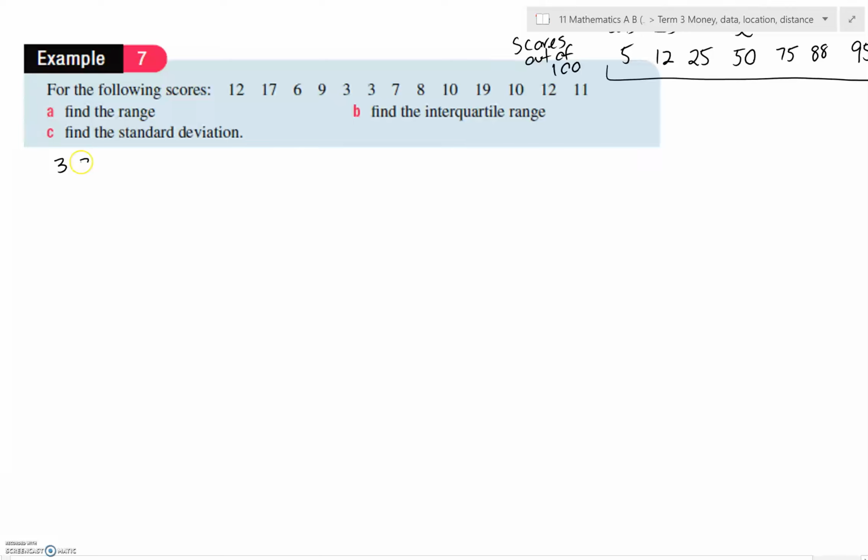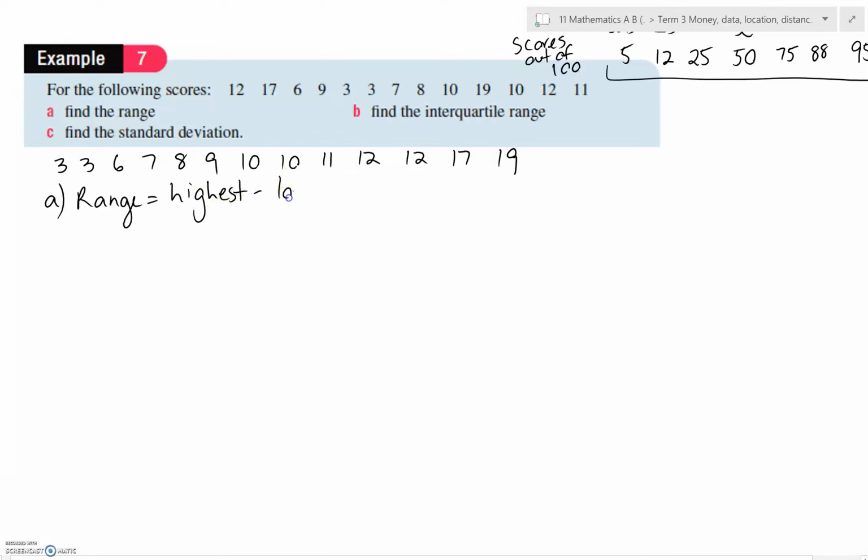So again, the very first thing I'm going to do is put them in order, because it's going to be easier to find. Well, we need them in order for the interquartile range, just like we did for the median, because the median is actually one of the values you can find from that. And it's definitely going to help us with the range as well. So the range equals the highest score minus the lowest score. In this case, our highest score is 19 and our lowest score is 3, so our range is 16.